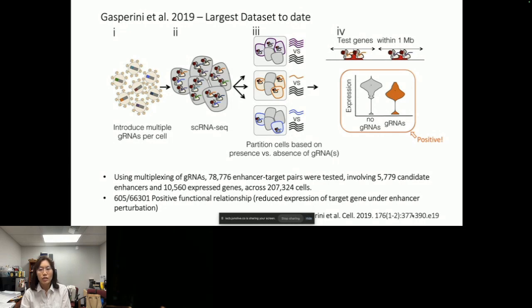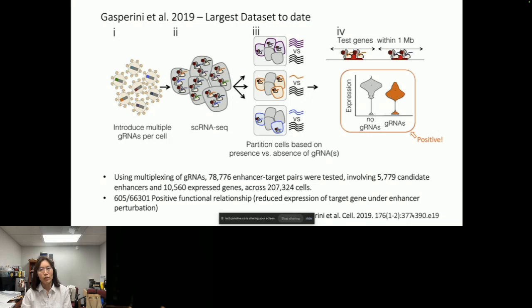If they see lower expression of the target gene in the cells where the guide RNAs are present, then they called that enhancer and the promoter of the downregulated gene a functional enhancer-promoter pair. So our machine learning is trying to predict those positive pairs where the enhancer functionally regulates the target gene.